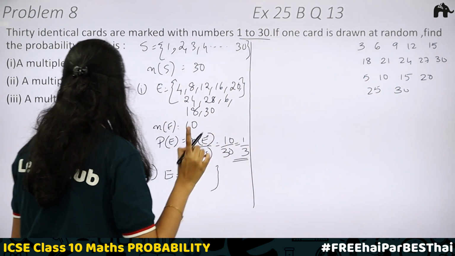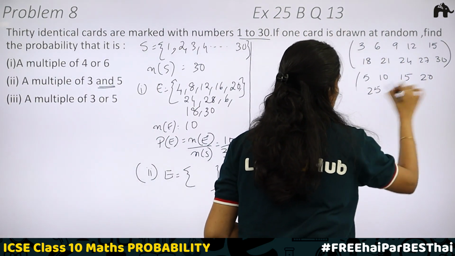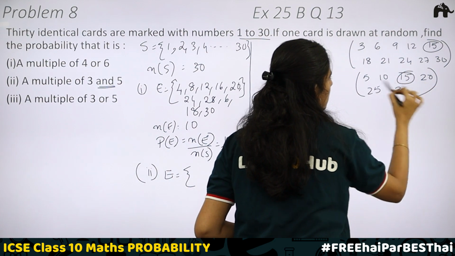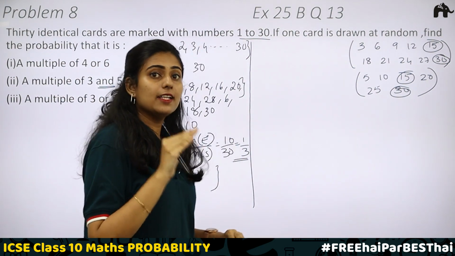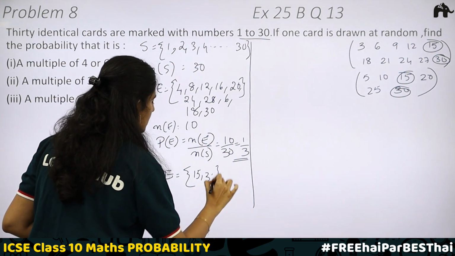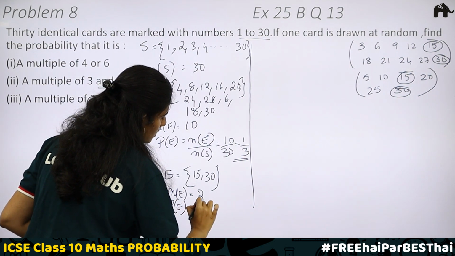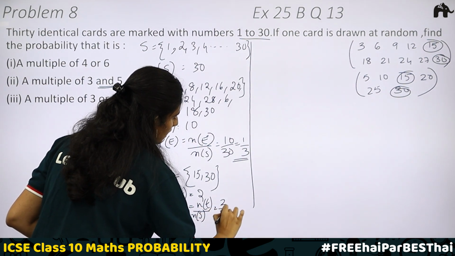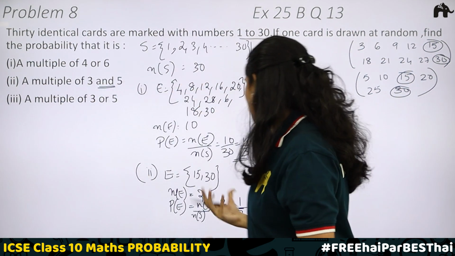So here what is the condition? It should be the multiple of both 3 and 5. Consider the numbers which are common to both. Which are the numbers here? You can find 15 in both. Then you can find 30 in both. So these two are the numbers which are both multiple of 3 and multiple of 5. So you have 15 and 30. Number of outcomes favorable to the event is 2. And hence the probability of the event will be n of e by n of s equal to 2 by 30, 1 by 15. 1 by 15 is a reduced ratio.